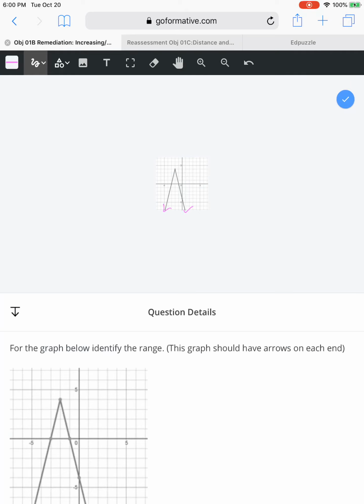Okay, so first thing I look at is my graph is going down. Okay, where my graph stops. It goes from negative infinity. My graph stops right here. What's the y value where it stops? It stops at 4, and it's closed because there's a point there.